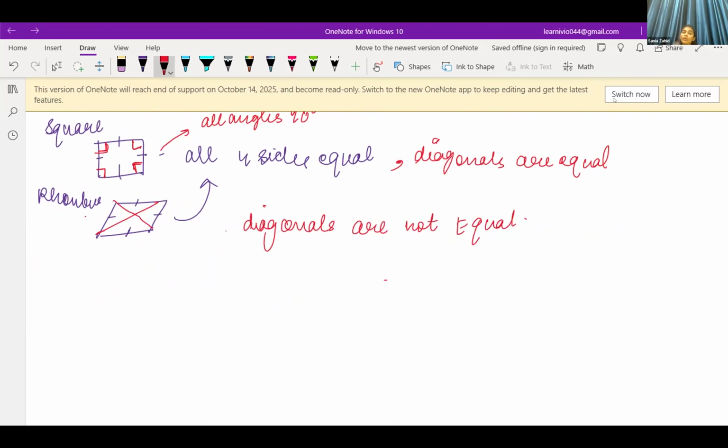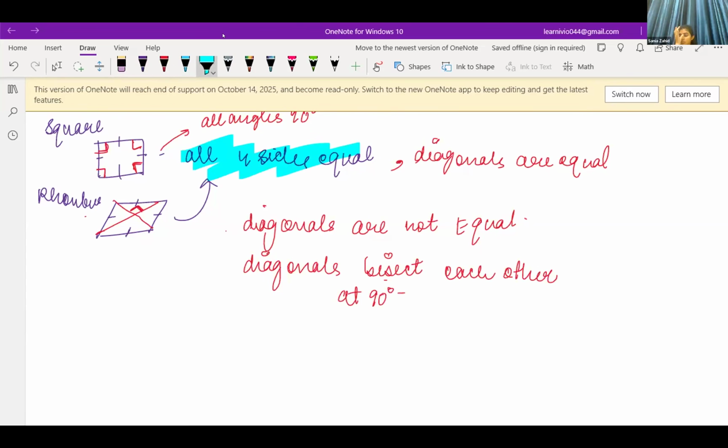Okay. Now, one more important feature for a rhombus is, for a rhombus, the diagonals bisect each other at 90 degree. Diagonals bisect each other at 90 degree. So for a square, all angles are 90 degree. For a rhombus, the diagonals are bisecting at 90 degree. Okay, just remember these things. The only common property for both of them is that all sides are equal. That is the only common property.